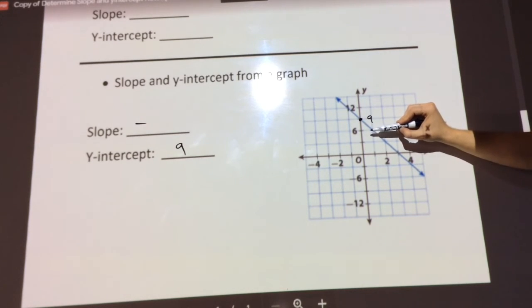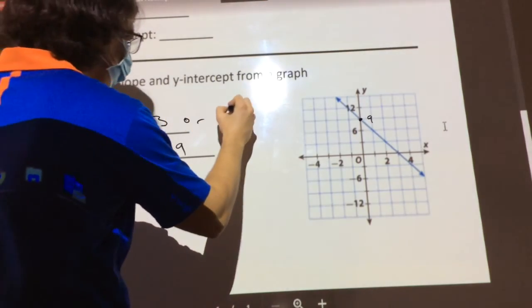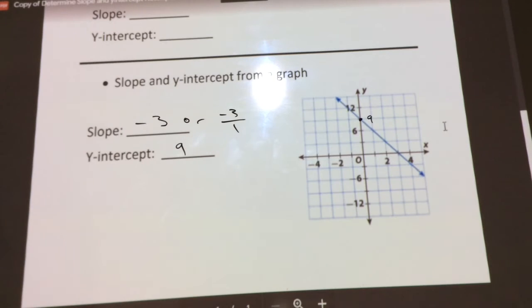Mihal, do you see the difference in that? All right, so the correct answer for the slope would be -3 or -3/1. Are we all good there? Okay. Pretty simple stuff, right?